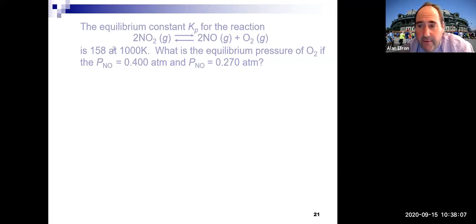They both say NO, so that's not very helpful. So let's go with the 0.27 is the NO, and we'll go with this guy as the NO2. Looks like the 2 got lost there. All right, so that should be a little bit easier, I think. So give that a go and see what you come up with.